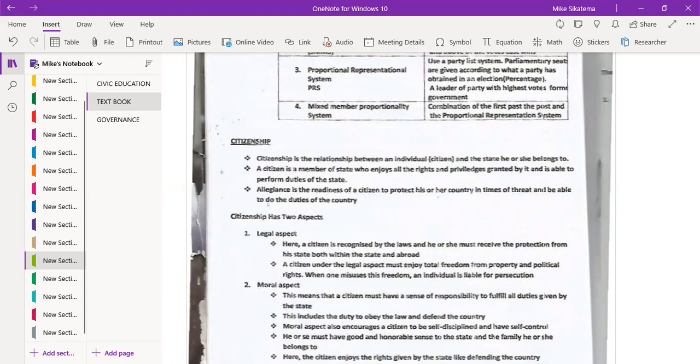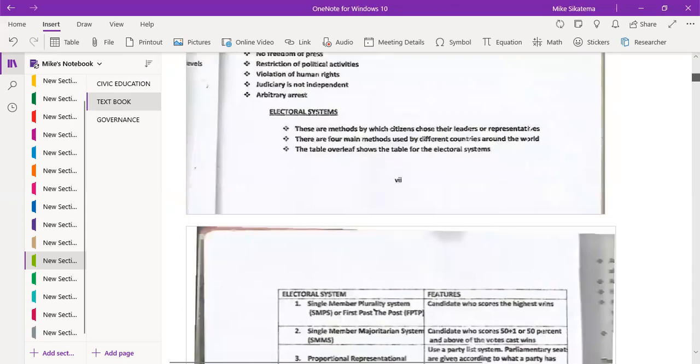So in as much as you are a citizen and in as much as you are choosing your government and making changes towards your constitution, you have certain duties to perform as a citizen that you cannot escape from, unless you want to denounce your citizenship. Therefore, this term is summed up in a word called allegiance, which is the readiness of a citizen to protect his or her own country in times of threat and to do the duties of the country, like what's happening with the Ukrainians. They are giving up their jobs and going to the front lines to defend their country. That's the allegiance they have towards the country.